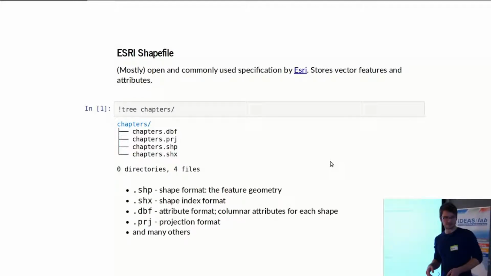Just to get quickly over them, you have the SHP file, which is the feature geometry. Then you have the SHX file, which is the index format. Then you have a DBF file for the attributes. And then you have a projection file if you use a projection, so this is optional. And then you have a whole slew of others.